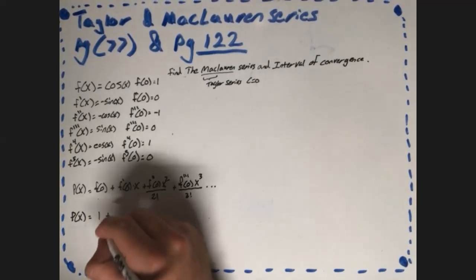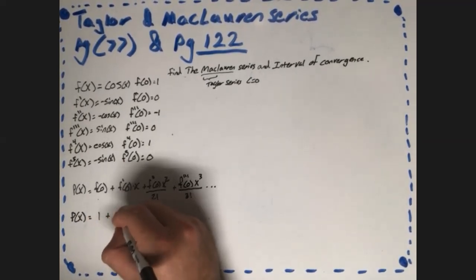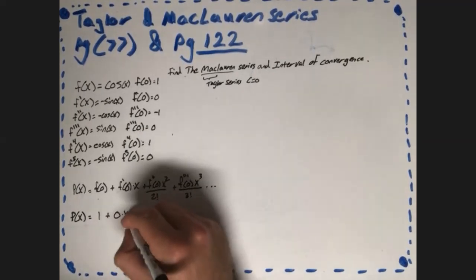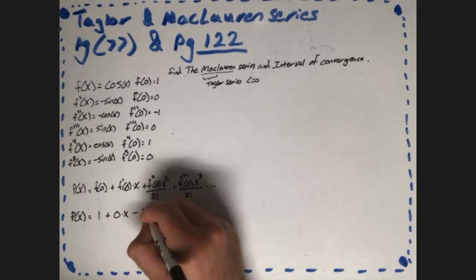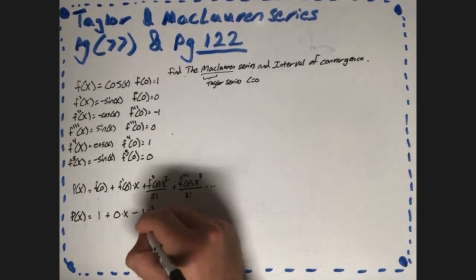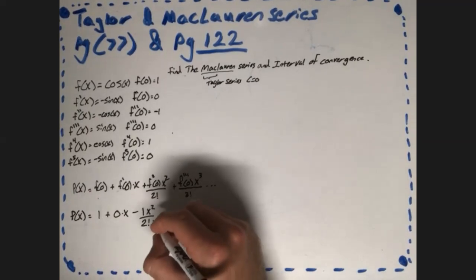Where we're going, we've got 1, right? Now, if I write this next term, it's going to be plus 0 times x. Then I'm going to get negative 1 x squared over 2 factorial, right?